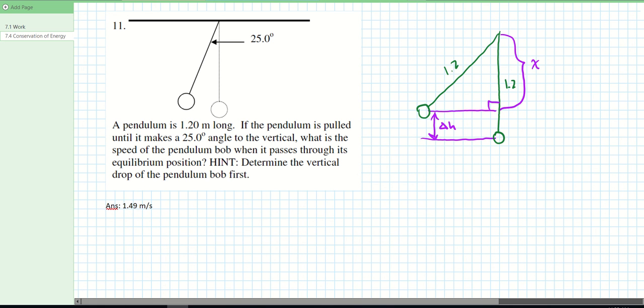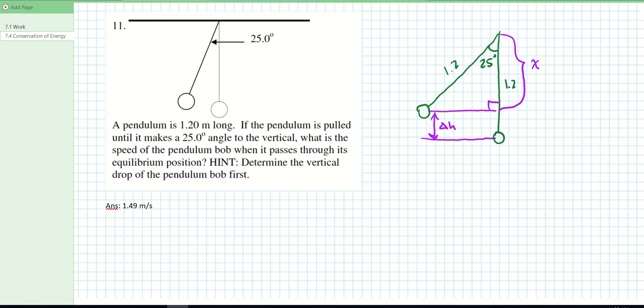And now, as you can see, we end up with a right angle triangle here. And we also know that the angle is going to be 25 degrees. So because you know the hypotenuse, and you're looking for the adjacent side, your X value, not the 1.2, which is this whole thing here. So again, 1.2 goes from the top to the bottom of the bob here. But you need to know the X value. You have to use some trick here. So hypotenuse and adjacent is going to be cosine. Once you know your X value, then you can find your delta H, right? Which is going to be the vertical drop that the hint is telling us to find.